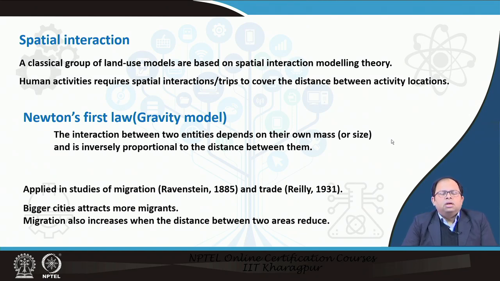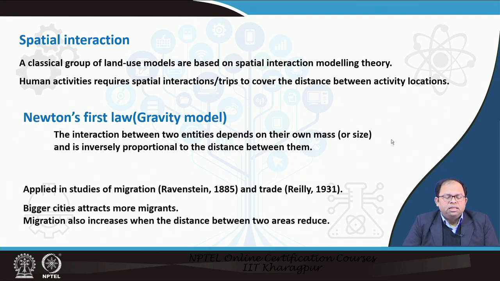So here in Newton's gravity model, the amount of interaction between two entities not only depends on the distance, which is inversely related of course, but it also depends on their own mass. That means it depends on the size of those two entities. This concept was applied long back in studies of migration by Ravenstein and trade by Reilly. In the case of migration, bigger cities attract more migrants as per the law of gravity, because it depends on their own mass. So bigger mass, bigger the migration.